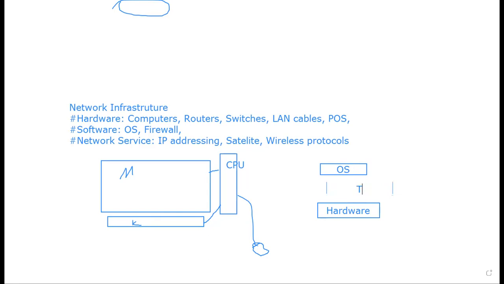Type 1 hypervisor or bare metal. Type 1 or bare metal hypervisor, that's what you call it. So it is what enables this OS and other software to communicate with your hardware.